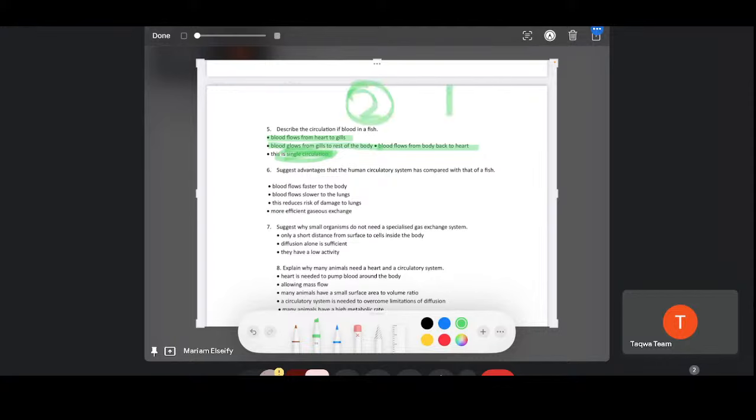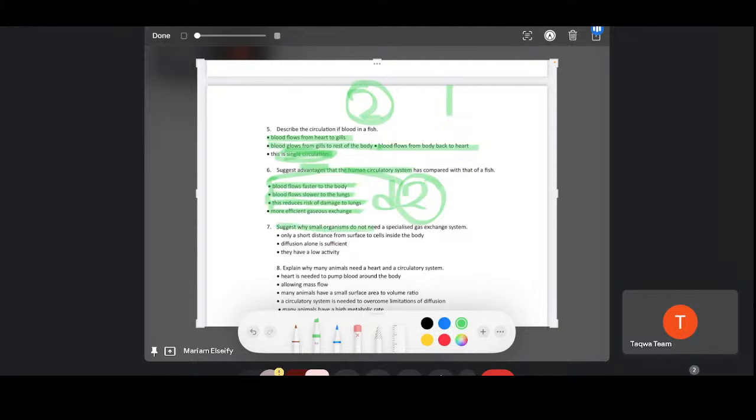Okay. Suggest advantage that the human circulatory system has compared with that of fish. You know that the human circulatory system is double, so passes to the heart twice. So why is that important or good? Has more advantage because the blood flows faster to the body, slower to the lungs, reduces the risk of damage to lungs with more efficient gas exchange system.